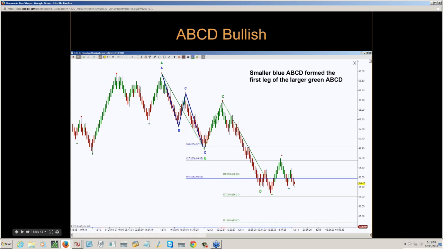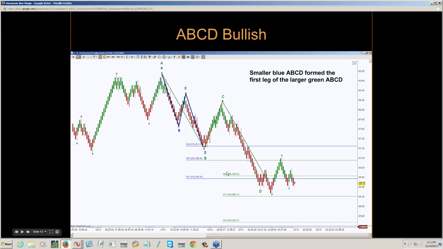So what this did, the first AB equals CD, it formed a whole new AB leg for a larger ABCD formation. So the green A to the green B had a bounce, right, when it retraced the blue one.